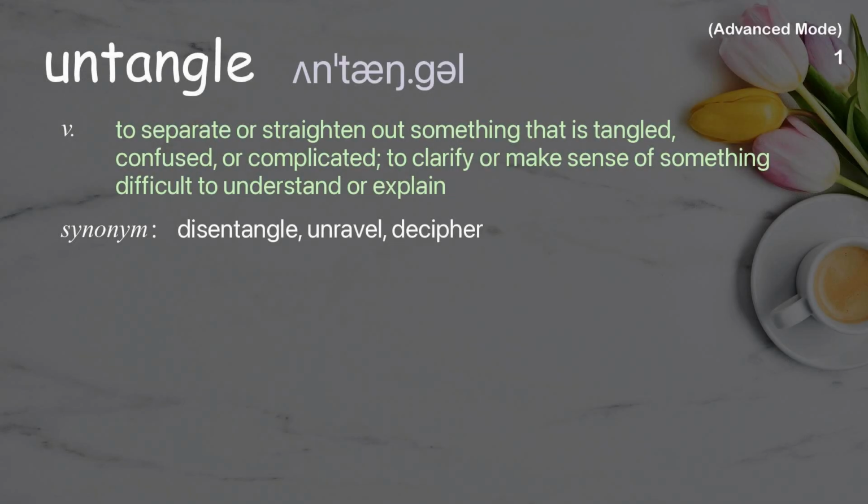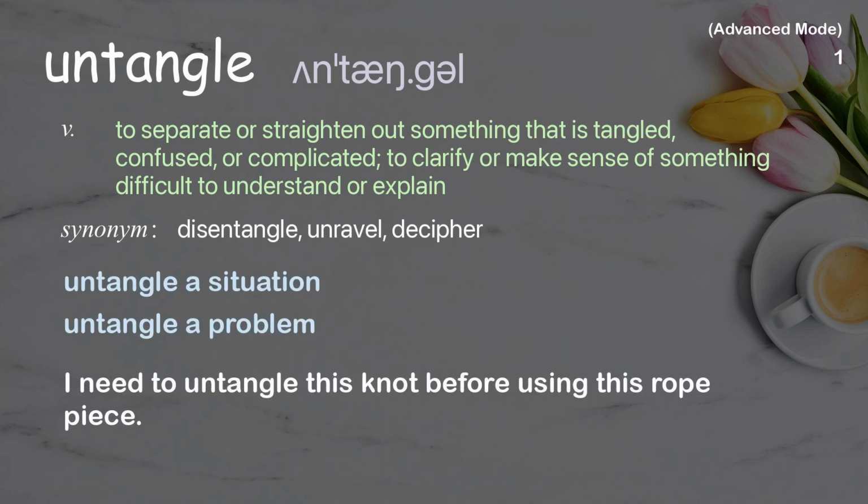Untangle. To separate or straighten out something that is tangled, confused, or complicated; to clarify or make sense of something difficult to understand or explain. Examples: Untangle a situation. Untangle a problem. I need to untangle this knot before using this rope piece.